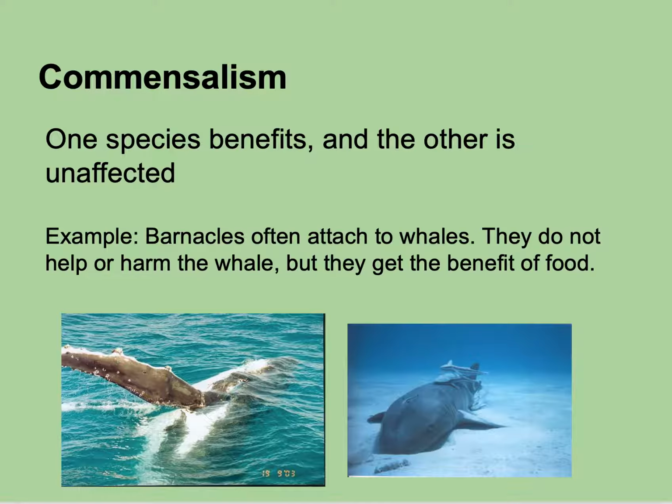On the right side, that is a shark with little remora fish. Remora fish kind of follow around the shark, and as the shark eats, sharks don't eat very neatly. They kind of throw stuff all over the water. So the little remora fish follow it and eat all the little scraps that float in the water. The shark doesn't care that they're there, but the remoras get food, so it's commensalism.